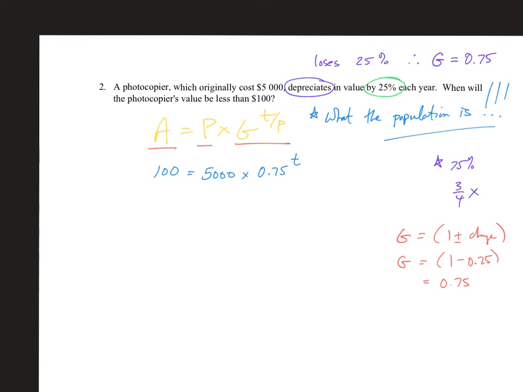I want to give an alternate case. I want you to imagine that in this problem, I said that we had a photocopier that was appreciating in value. It was going up in value. And it increased in value by 5% per year. Well, then my G is going to be 1.05. Just notice that if it had been 0.05, that's going to make my population decrease.